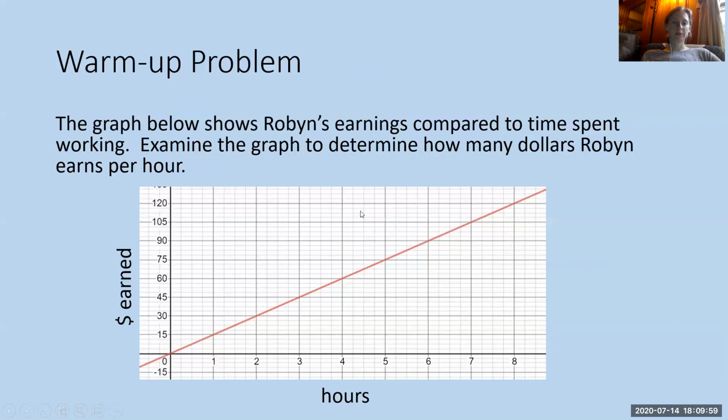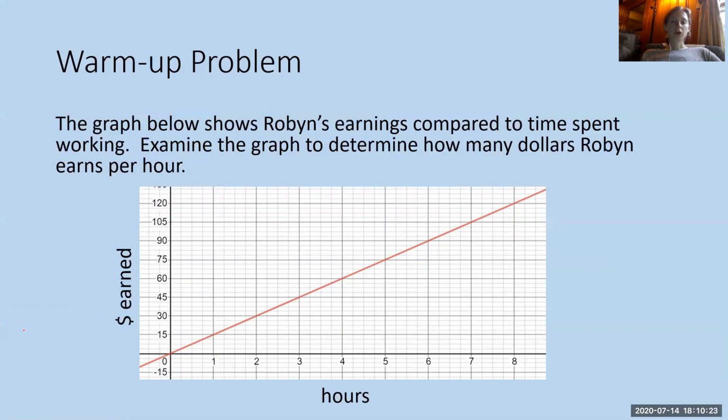So this warm-up problem says, the graph below shows Robin's earnings compared to time spent working. Examine the graph to determine how many dollars Robin earns per hour. So pause the video and take a moment to think about this question, try and answer it for yourself, and then when you're ready, come back to the video and we're going to talk through how to answer this.